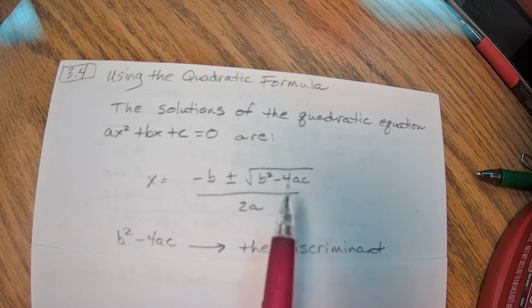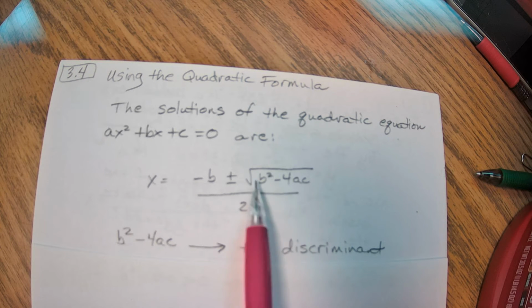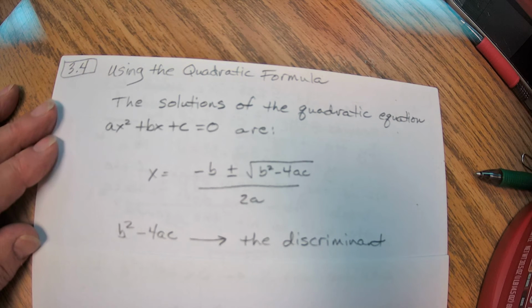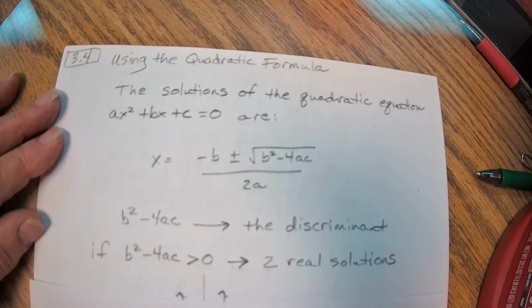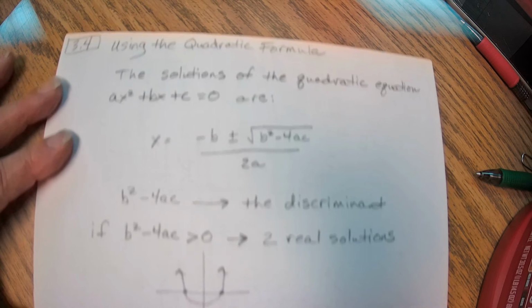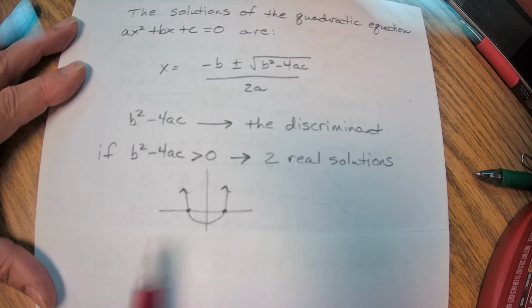So remember that this part under the square root sign, b squared minus 4ac, is called the discriminant. And we can tell, first of all, what kind of solutions we have just by looking at the discriminant. If the discriminant is greater than 0, it means there's two real solutions. The parabola crosses the x-axis twice.